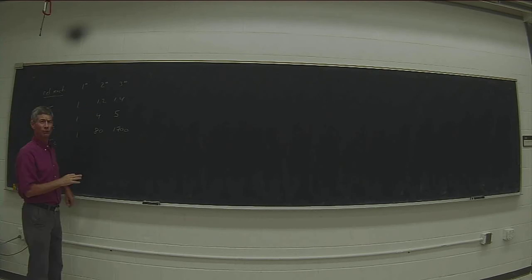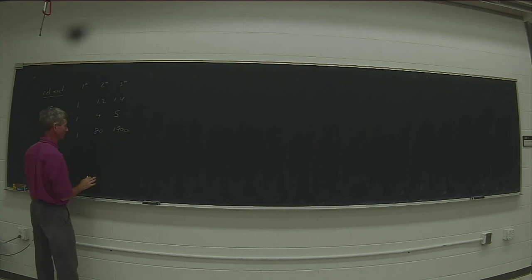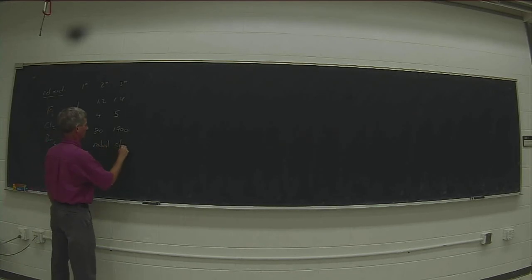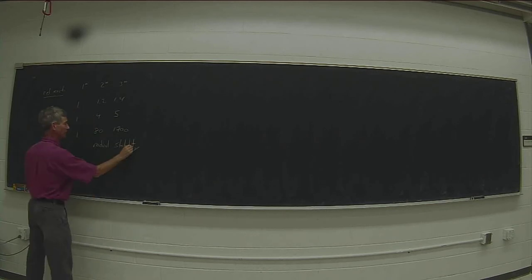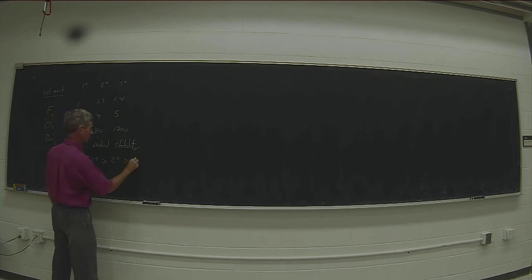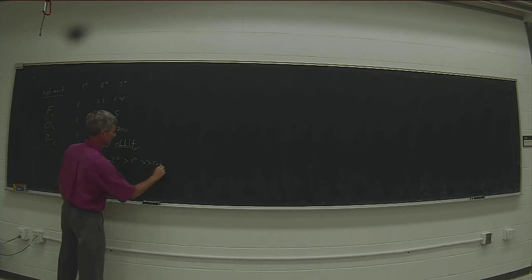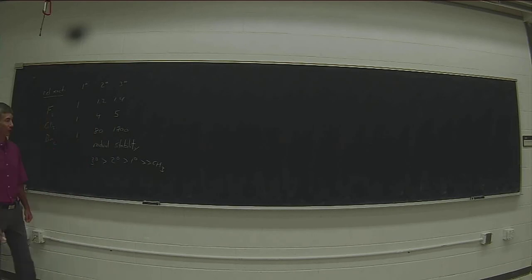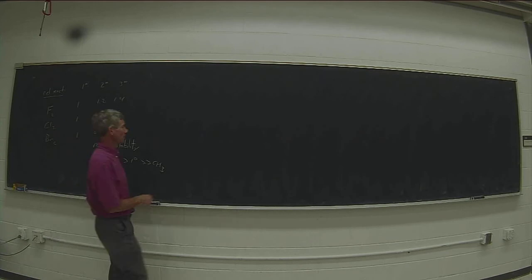So why is the tertiary position favored? What is it that causes the tertiary radical to be more stable than the secondary? We can write a radical stability series that says the tertiary is greater than the secondary, which is greater than the primary, which is much greater than the methyl radical. So let's look at the structure of these radicals.